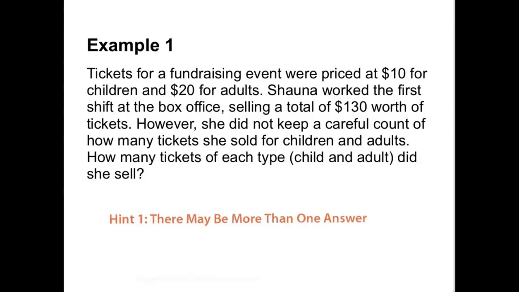So here I might write down relevant information. I'm going to go C represents a child's ticket, and we'll select A represents an adult's ticket.